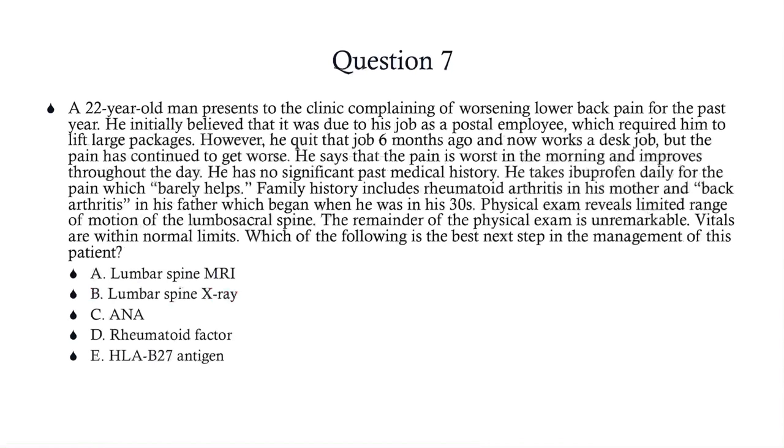He takes ibuprofen daily for the pain, which he says barely helps. Family history includes rheumatoid arthritis in his mother and back arthritis in his father, which began when he was in his 30s. Physical exam reveals limited range of motion of the lumbosacral spine. The remainder of the physical examination is unremarkable. Vitals are within normal limits. Which of the following is the best next step in the management of this patient? Is it A, lumbar spine MRI, B, lumbar spine X-ray, C, ANA, D, rheumatoid factor, or E, HLA-B27 antigen?